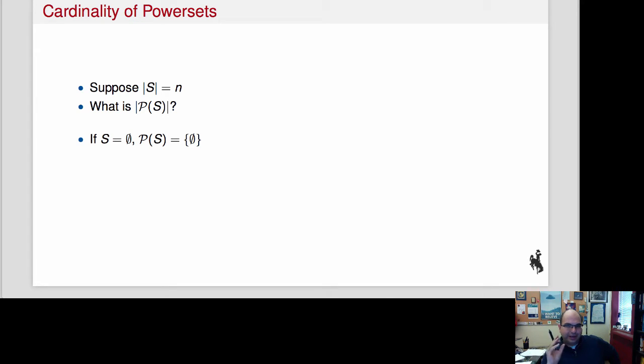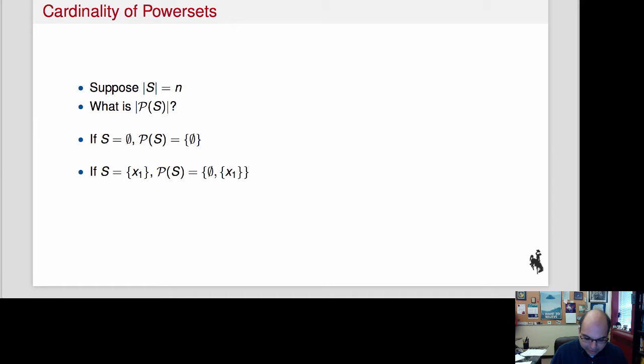Suppose that S is the empty set. Then what are the subsets of the empty set? There's just one. It's just the empty set. So when S is the empty set, the cardinality of the power set is 1. Let's say that S contains just one element, call it x1. So what's the power set? Well, the empty set belongs to that, and so does the set S, because that's one of its subsets.